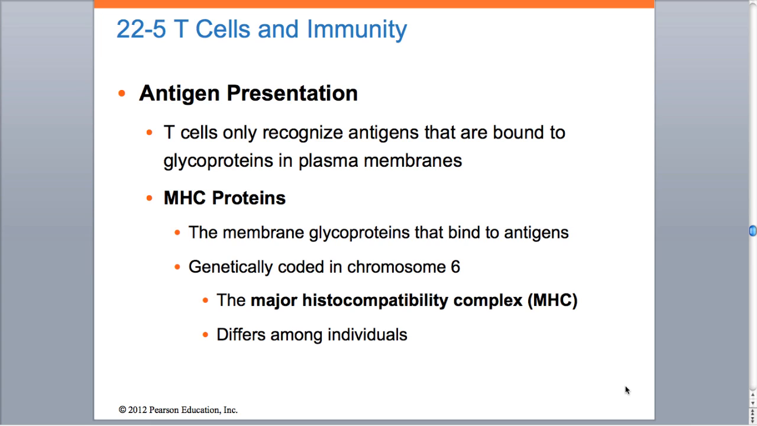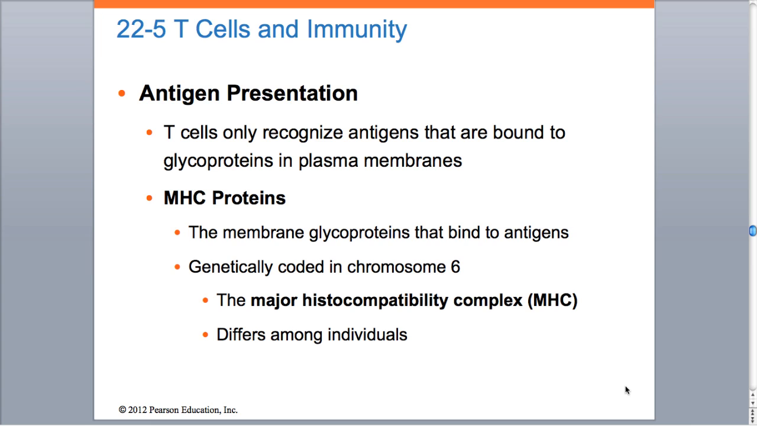Every cell of our body has cell membrane markers. You learned that in 2401. We call them membrane proteins. And they played roles like receptor, channel, adhering or anchoring, and one of them was cell ID. And that is the one I'm now using here. So MHC, major histocompatibility complex, is related to the membrane glycoproteins.